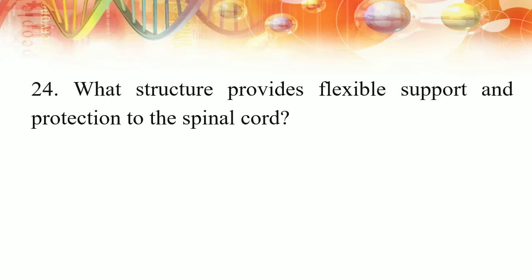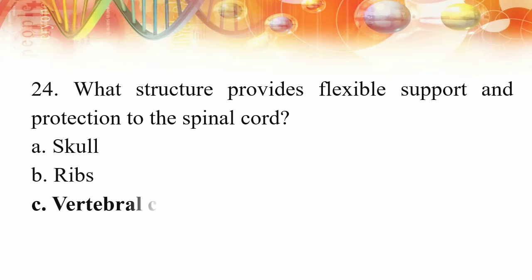Number 24. What structure provides flexible support and protection to the spinal cord? A. Skull, B. Ribs, C. Vertebral column, D. Sternum. Skull supports the face and forms a protective cavity for the brain. Ribs and sternum protect the organs in the chest such as the heart and lungs. Thus the answer is vertebral column, which provides flexible support and protection to the spinal cord.